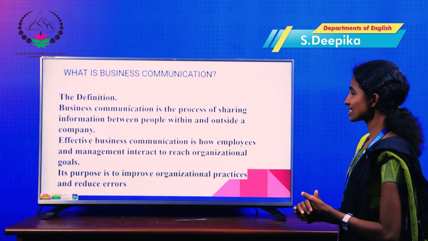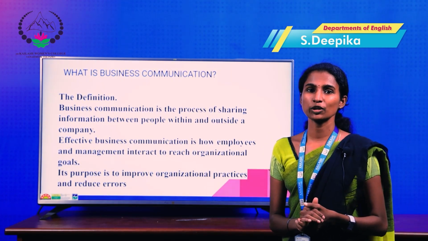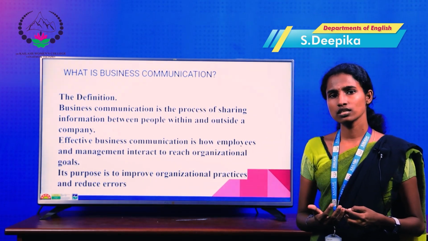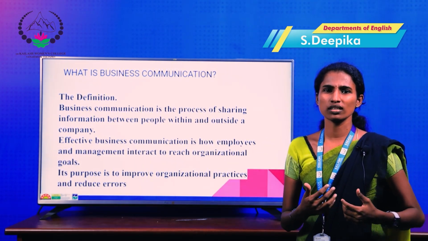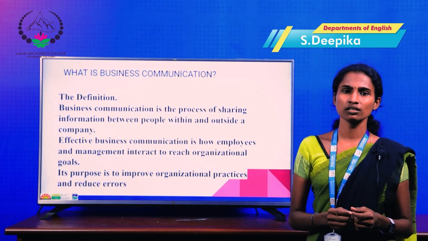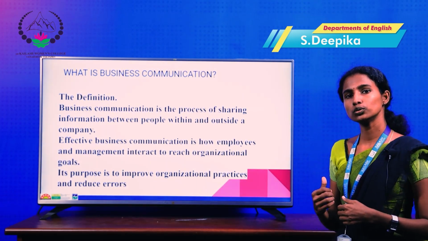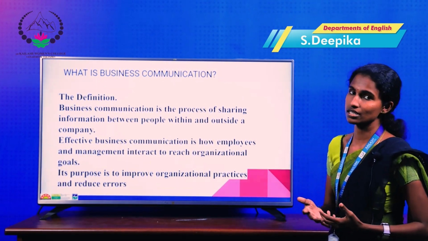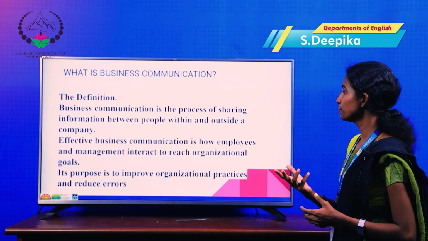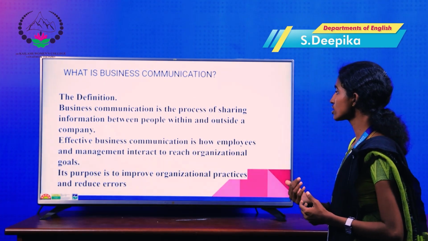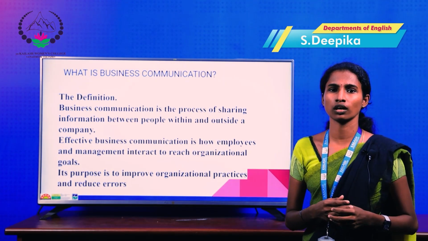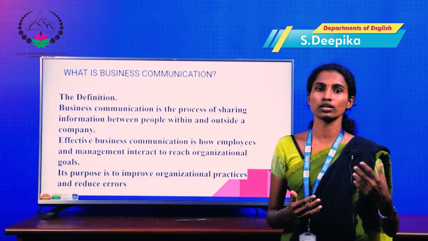So what is business communication? Here we are coming to the main question. In the previous slides, we just knew what communication is in a simple manner. You already know about that. So here we are going to see what business communication is. Business communication is the process of sharing information between people within and outside a company. So there are two types of communication in the business forum, one is internal and another one is external.